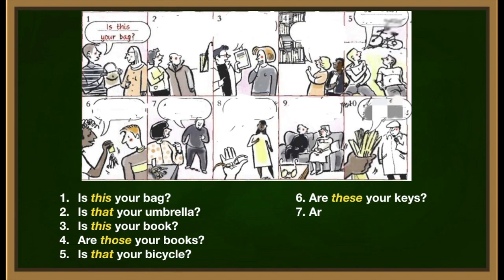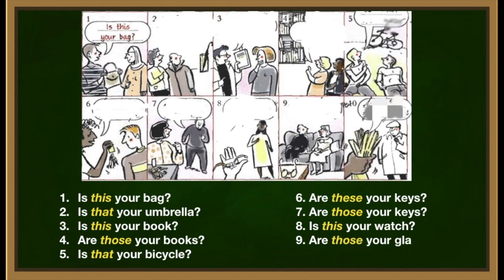Number 6, are these your keys? The keys are close to you, so we use these. Number 7, are those your keys? The keys are far from you, so we use those. Number 8, is this your watch? The watch is close to you, so you ask, is this your watch? Number 9, are those your glasses? The glasses are far from you, so we say, are those your glasses? Number 10, are these your gloves? Because the gloves are close to you.